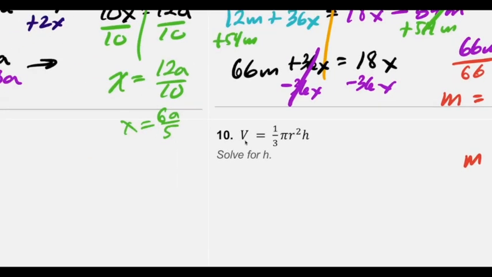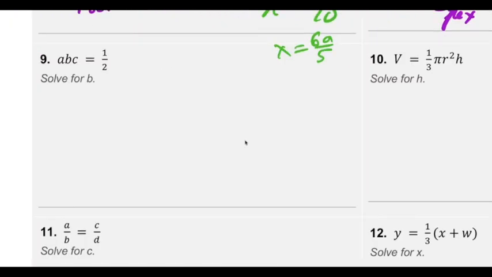Okay, let's move on. 9, we're trying to get b by itself. We actually did one that's similar to this one a little bit ago. I'm just doing it a little different to make it easier because there's a fraction on the right side. But the same concept. I'm trying to get b by itself. What's going on with b? It's getting multiplied by a and c. And they're all next to each other.